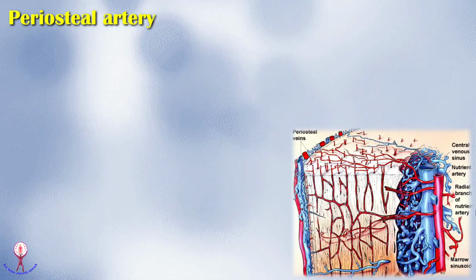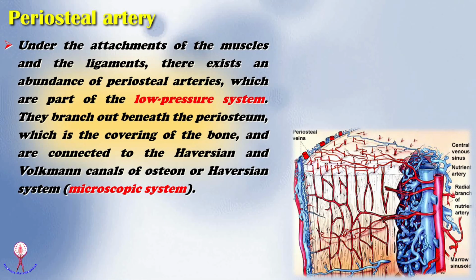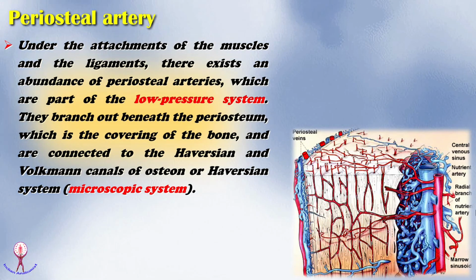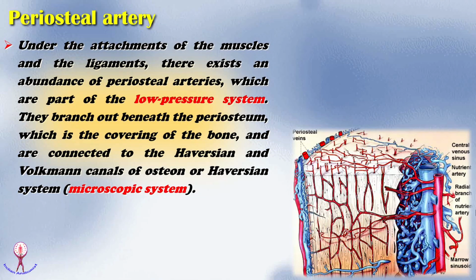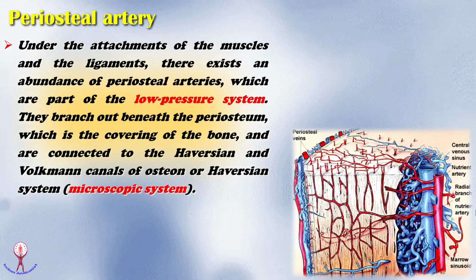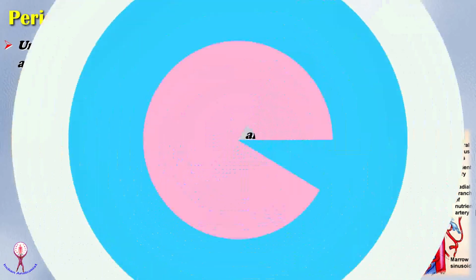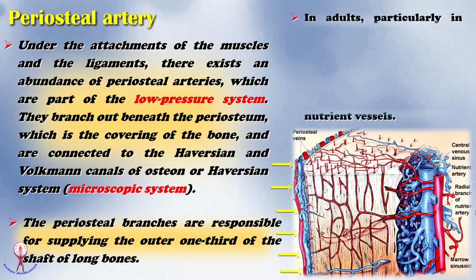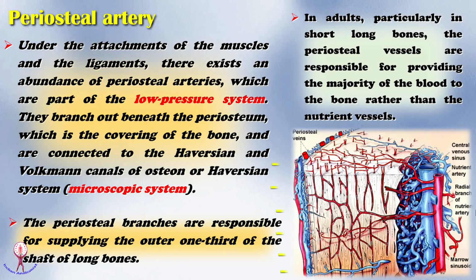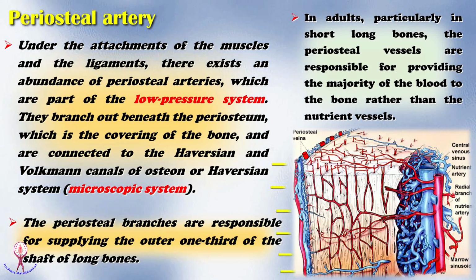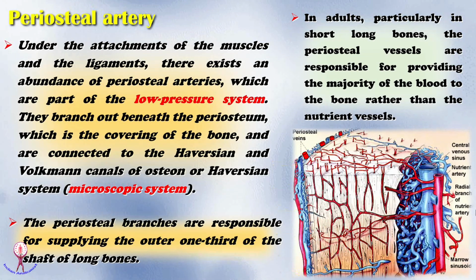Periosteal arteries are a low-pressure system abundantly situated deep to the attachments of the skeletal muscles and ligaments. They branch out beneath the periosteum, which is the covering of the bone, and are connected to the Haversian and Volkmann canals of the Haversian system, a microscopic system. The periosteal branches are responsible for supplying the outer one-third of the shaft of long bones. In adults, particularly in short long bones, the periosteal vessels are responsible for providing the blood to the majority of the bone, rather than the nutrient vessels.